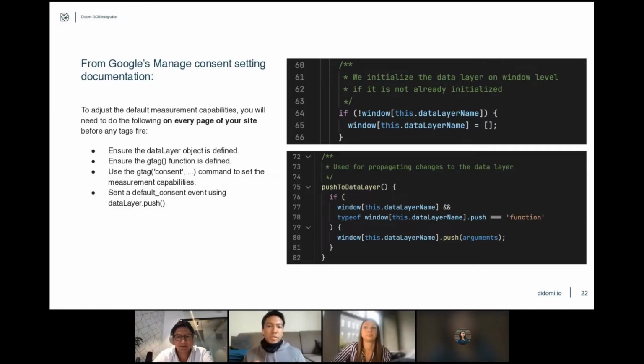Those are screenshots of our code, which is basically an implementation of Google's managed consent setting documentation. On the first one, we are making sure that the data layer object exists. On the second one, we're just making sure that we're pushing the information to the data layer. The data layer is a data structure that we're using to send events or variables to Google Consent Mode with the information that's relevant for us.